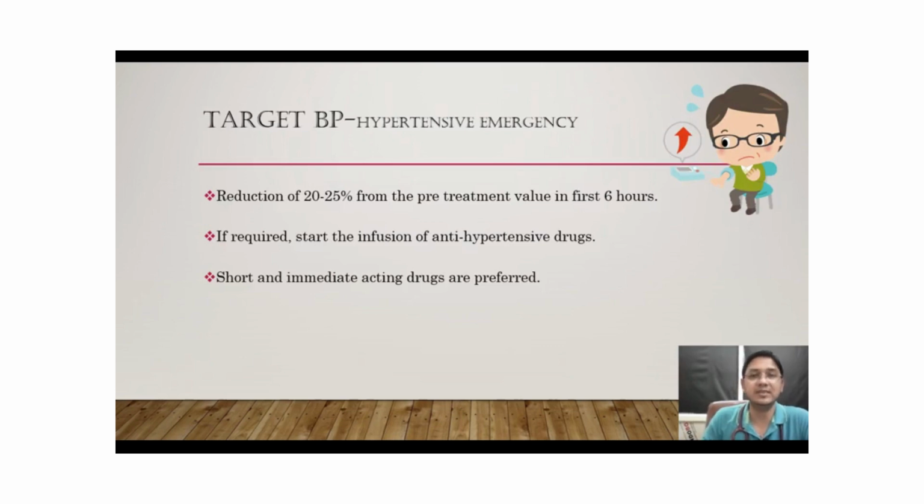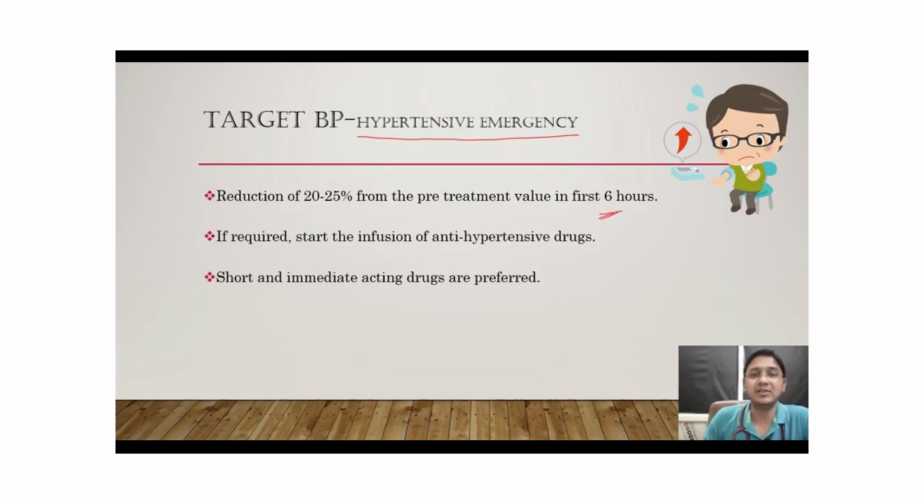In between the emergency and urgency, now we have to see what our targets of blood pressure are for this category. Once we get a patient with hypertensive emergency, how are we going to decrease the BP, and how much does the BP need to be reduced within a set period of time?